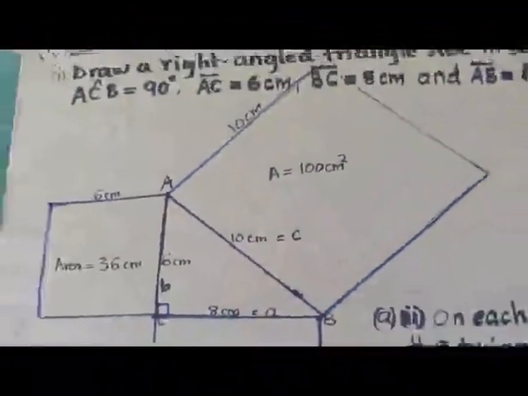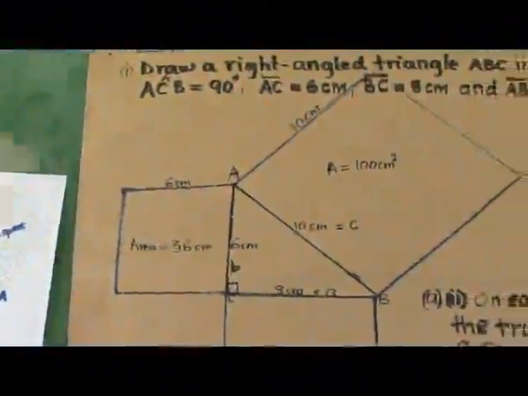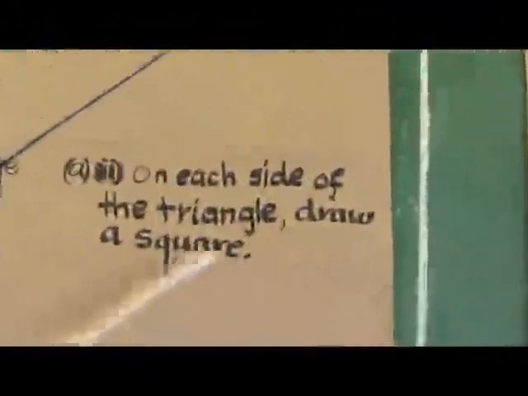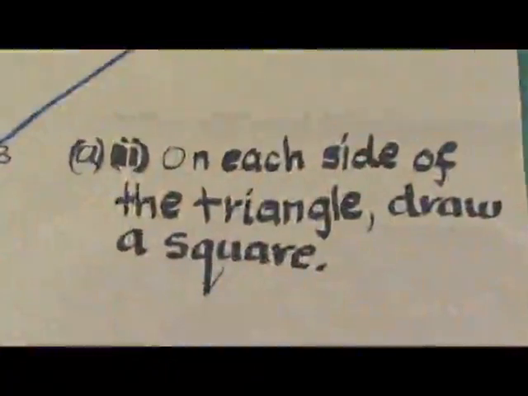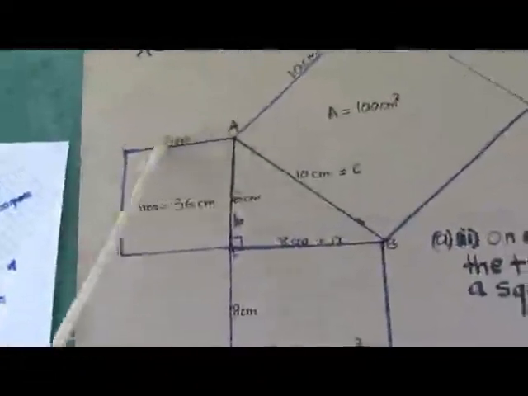So the triangle has three sides: the height, the base, and the hypotenuse. The lengths of these three sides are given. After you have drawn this triangle in your exercise books and shown the length of each side, the second step is, on each side of the triangle, draw a square. So starting with the height of this triangle, on this side AC, you draw a square. You extend this side here and you measure its size, 6 centimeters.